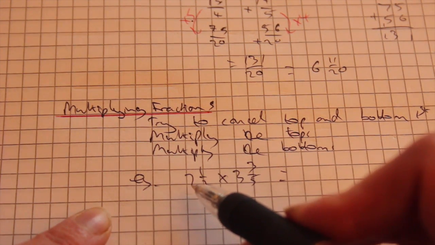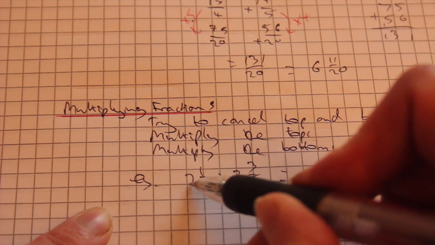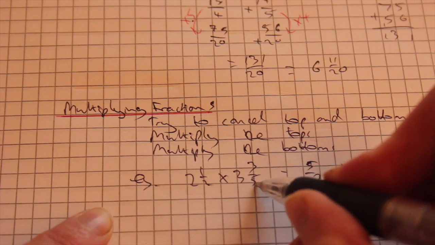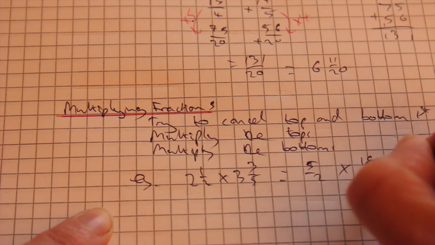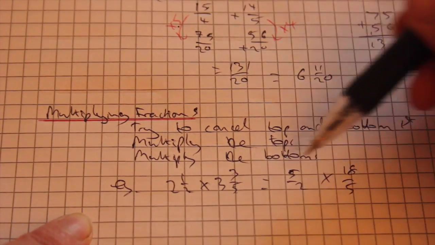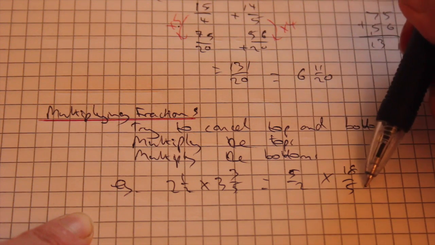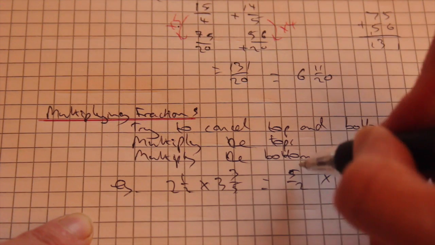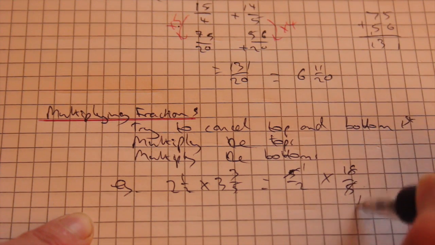Any mixed numbers, put them into improper first. So 2 times 5 is 10, add 1. 3 times 5 is 15, add 3. Now, I'm looking at this 5 and this 5, which cancels by 5, as in they both divide by 5. So we'll do that. 5 into 5, 5 into 5.